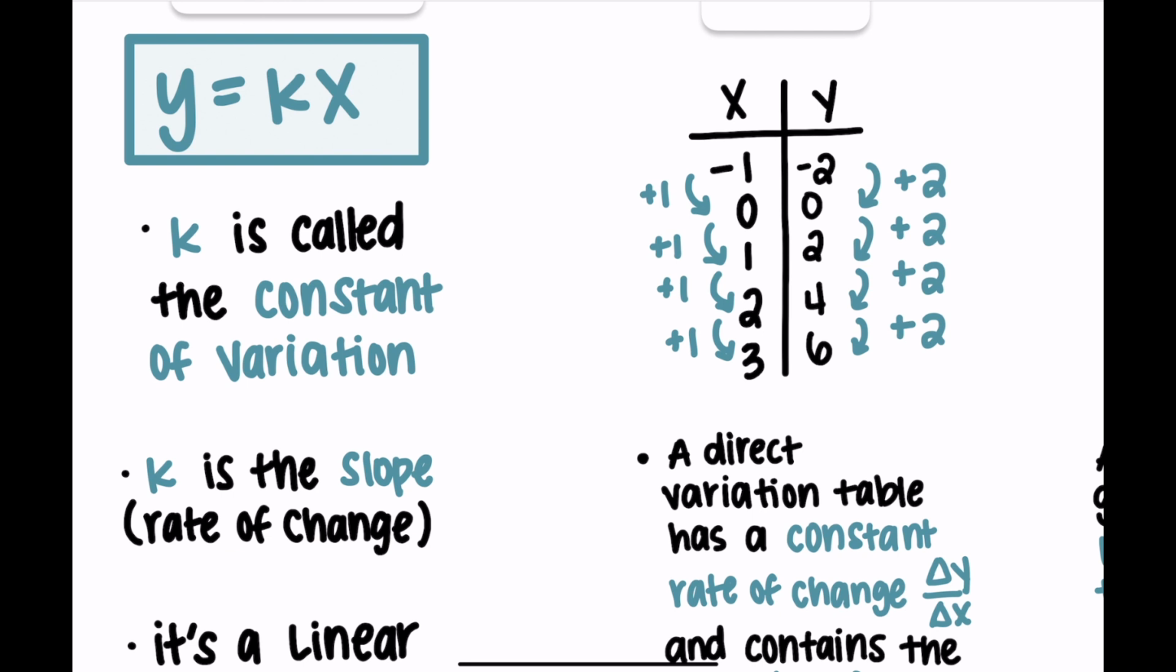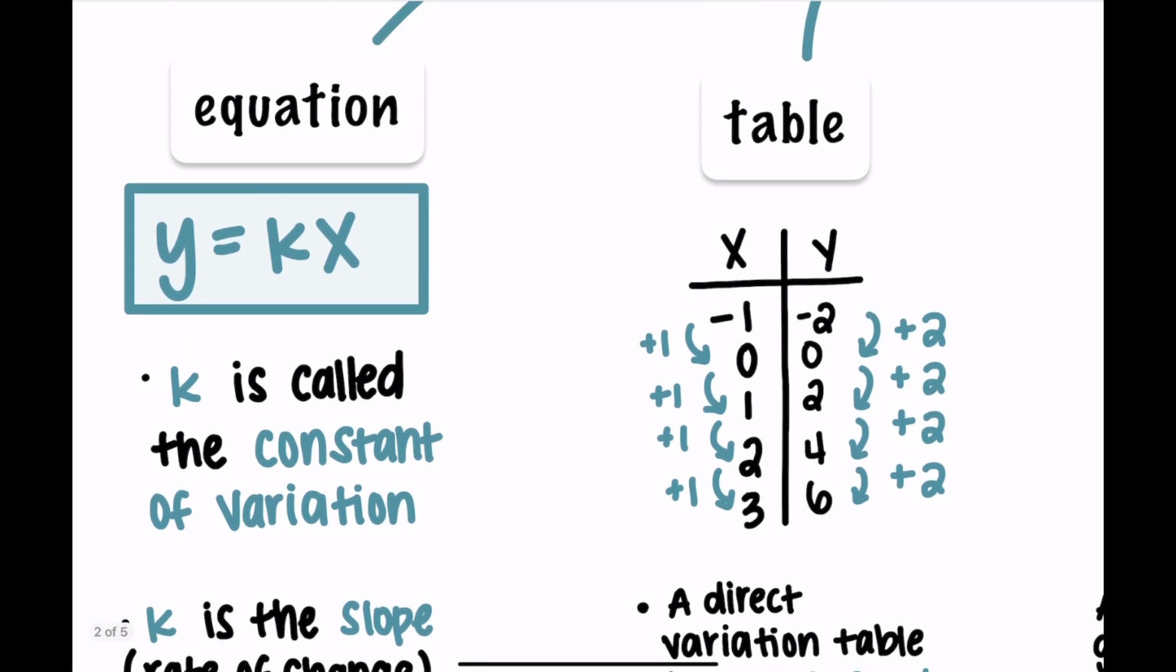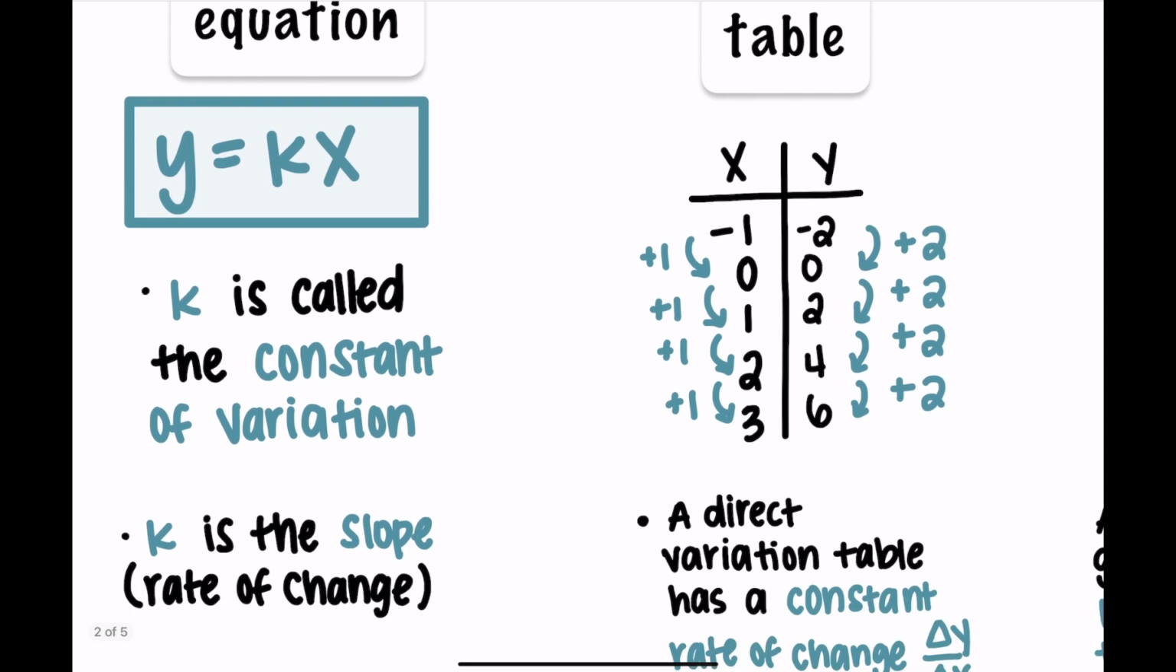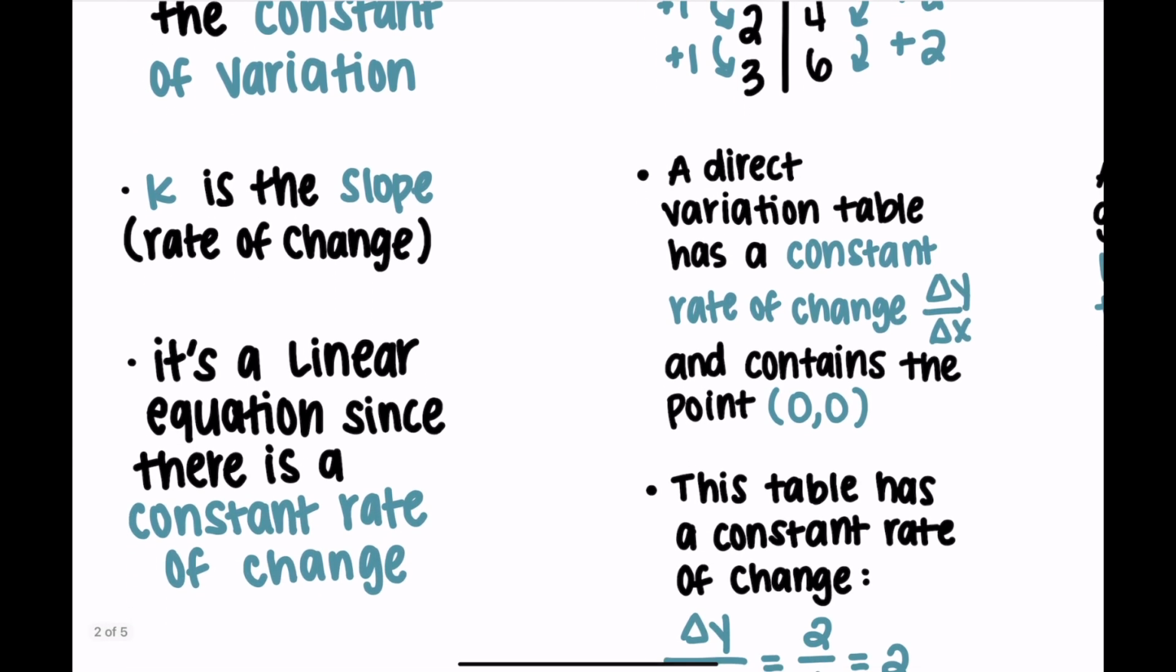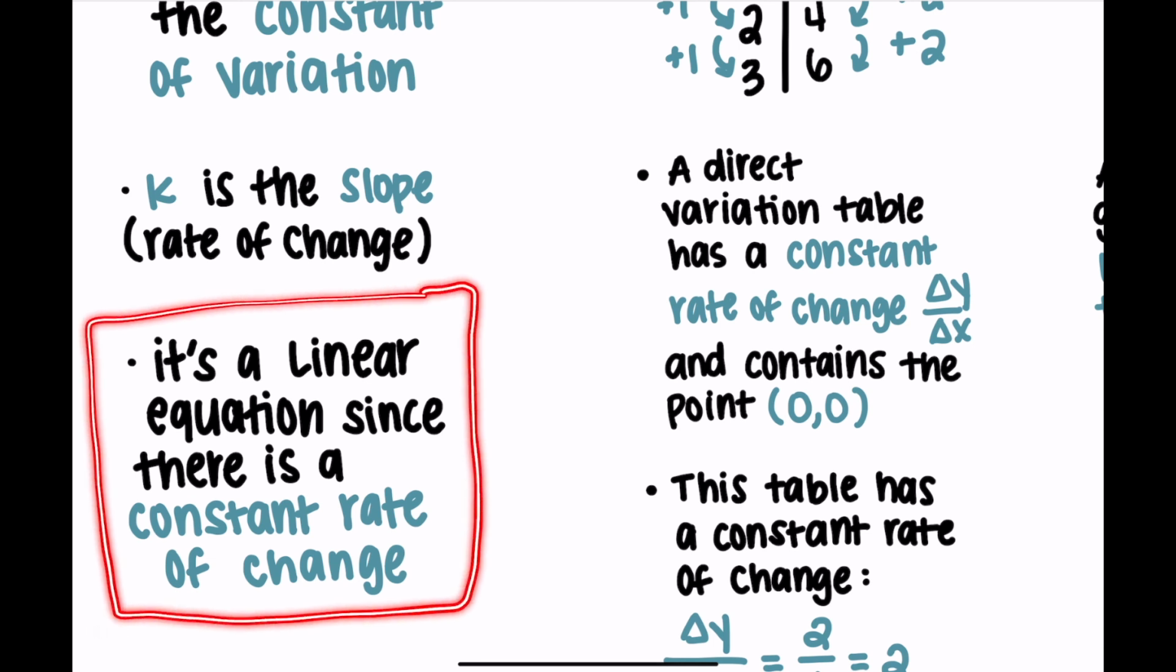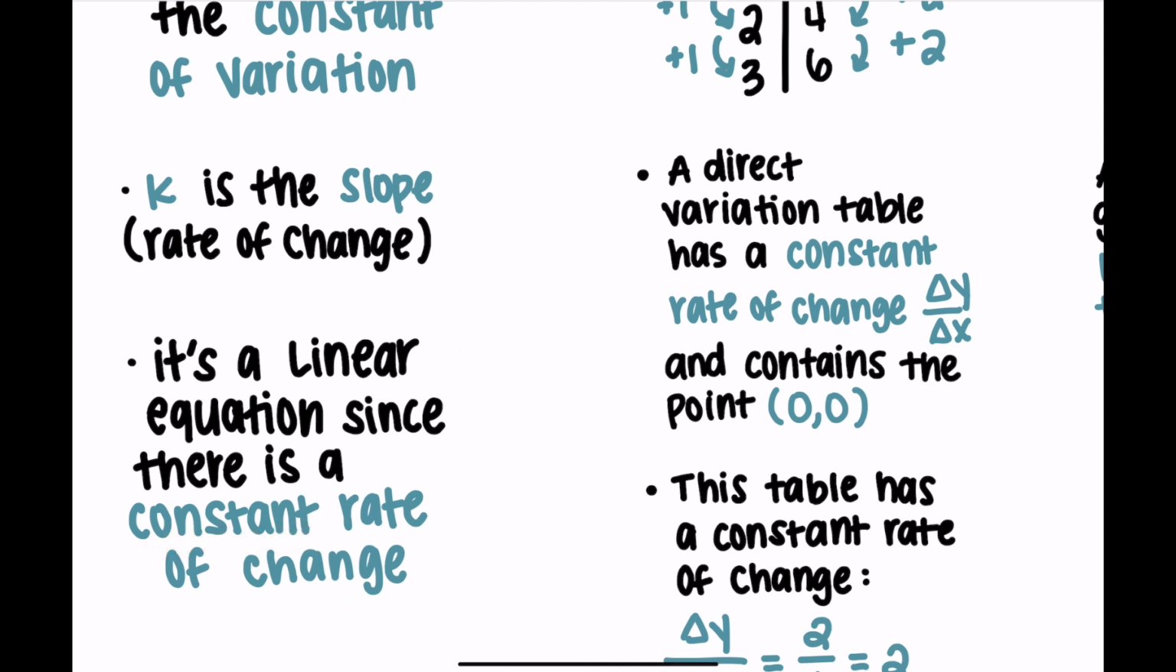In other words, a direct variation equation tells you that y is always equal to some value times whatever x value you're given. Just like I said, this is a linear function because the equation has a constant rate of change. That constant rate of change is very important for a direct variation function. That just means that it's always changing by the exact same amount.